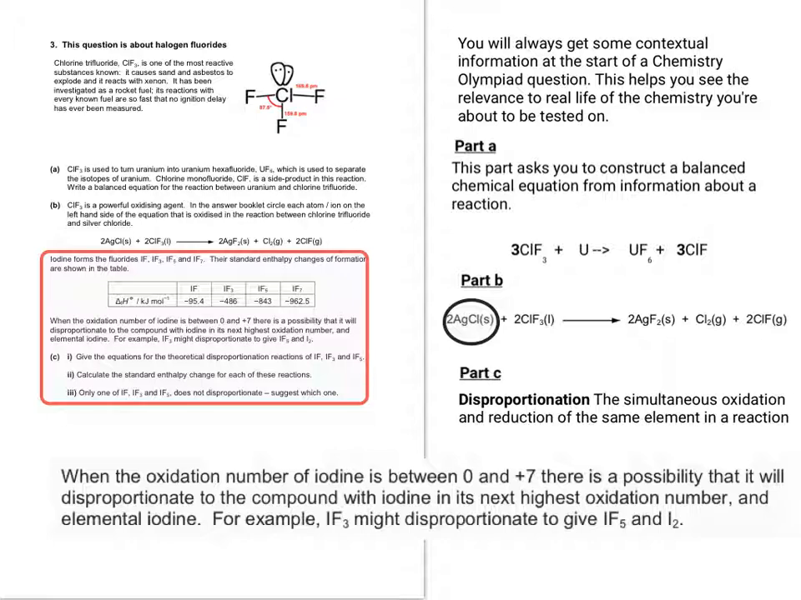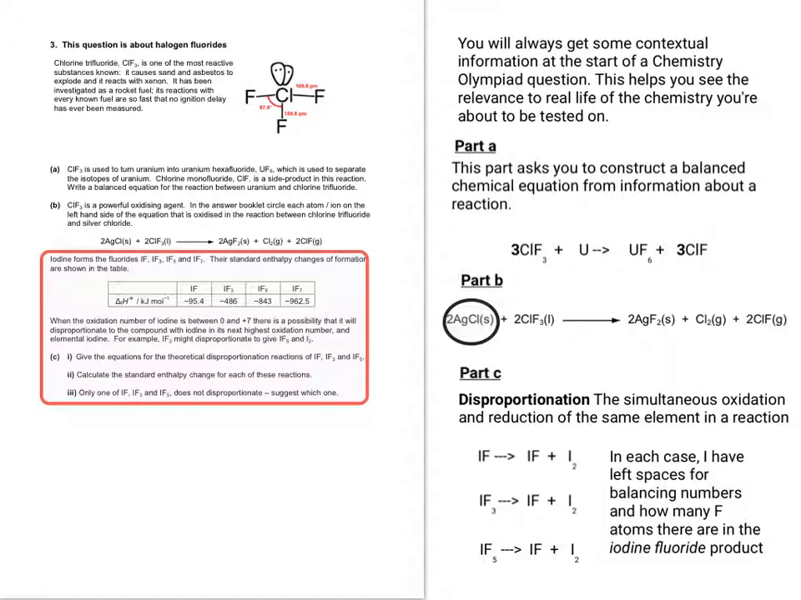So it asks you to give the equations for the theoretical disproportionation reactions of IF, IF3 and IF5. In each case, what I've done is left spaces for the balancing numbers and for how many fluorine atoms there are in the iodine fluoride product.